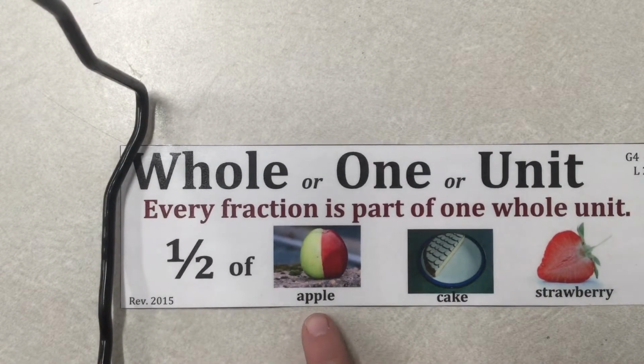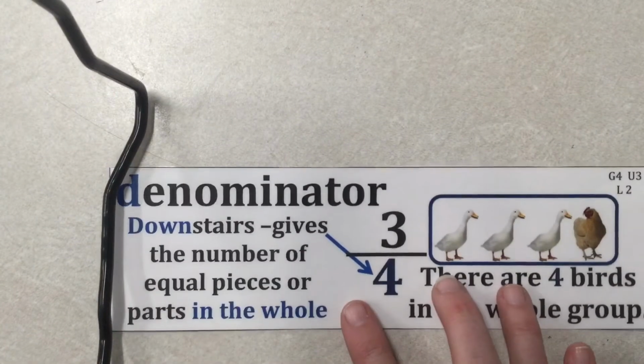So in this case, you can see that the apple is cut into 2 parts and one of those is green. You can see the cake is cut into 2 parts and one of those is gone. And also, just like the cake, the strawberry is cut into 2 parts and one of those is gone also. The denominator is very important. Like I said, it talks about how many parts of the whole there are.